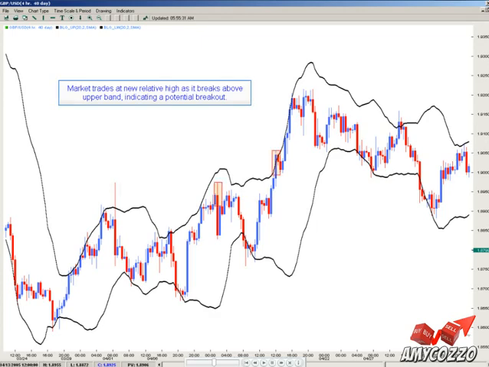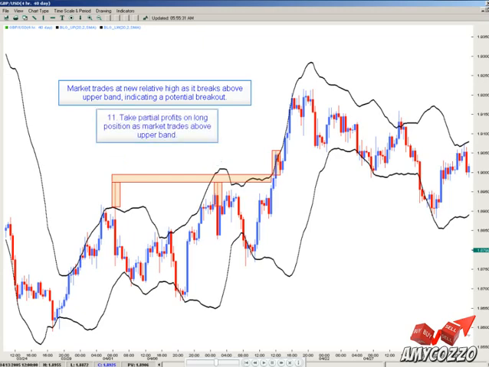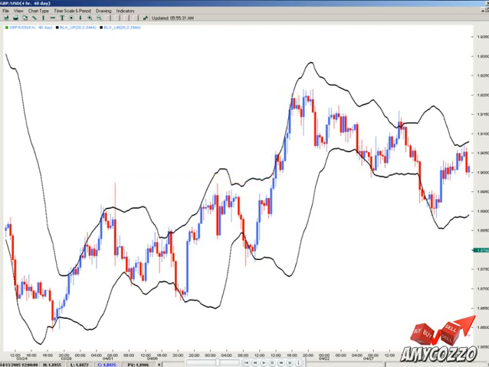The Bollinger Bands can also be used to identify the breakouts or breakdowns that can occur from time to time. If the market trades at new highs or new lows while trading above or below either of these bands, we should be aware that a new trend might emerge.